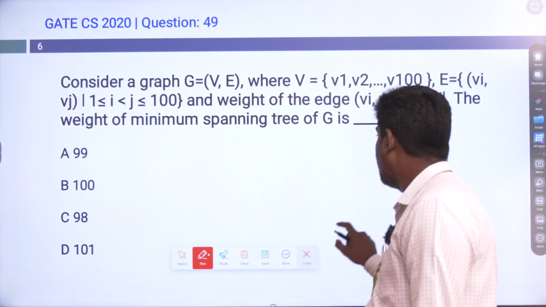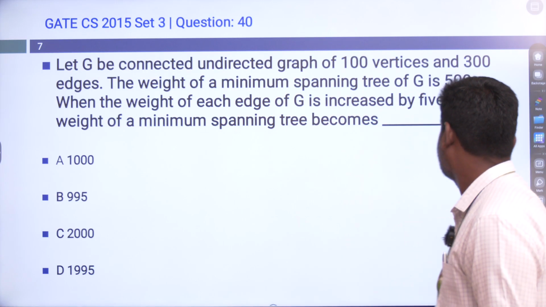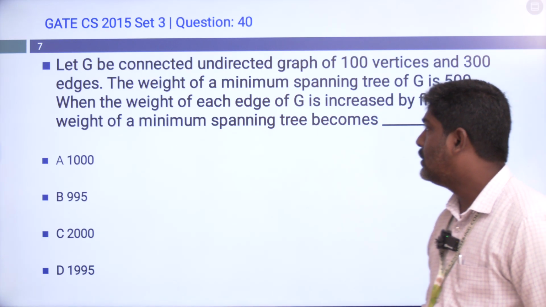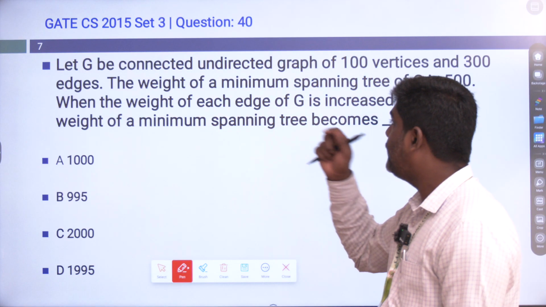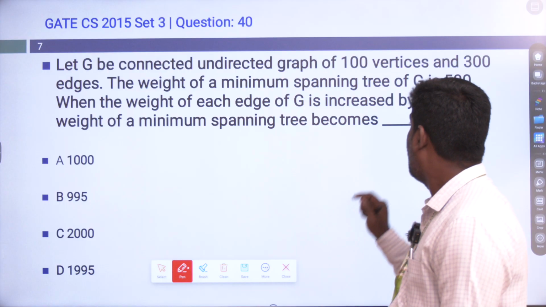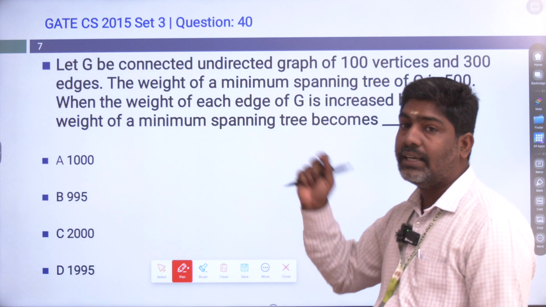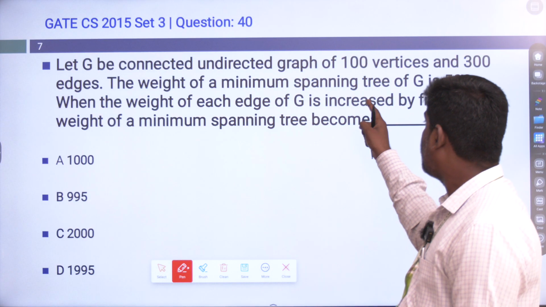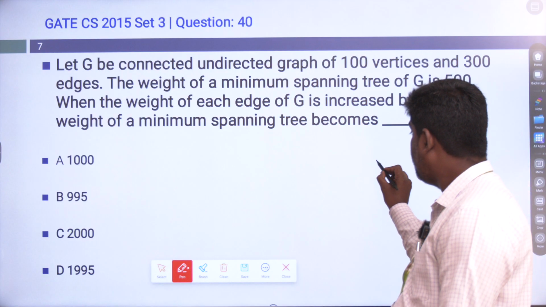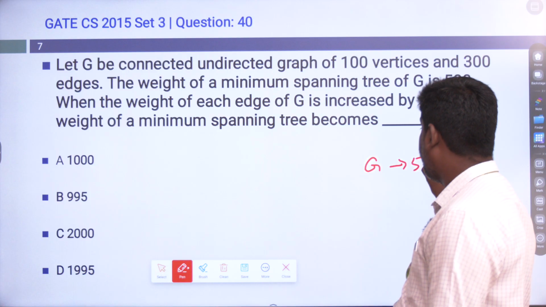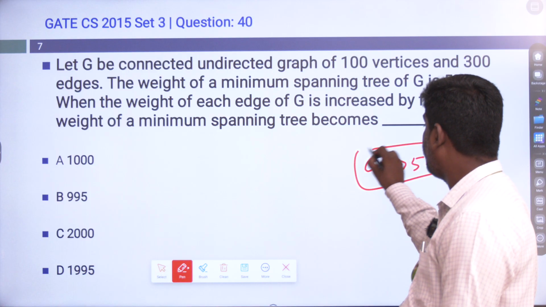Let me go with the next question. Okay, this is the next question. Let G be a connected undirected graph of 100 vertices and 300 edges. The weight of the minimum spanning tree of G is 500. Already they have given it, see, given weight equal to 500. Okay, let me make a note.